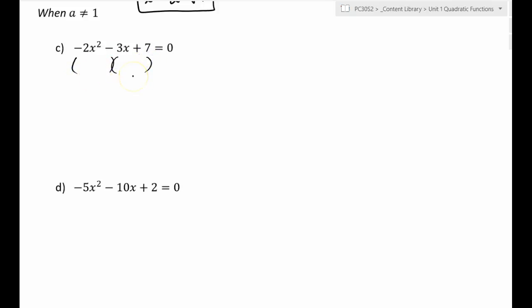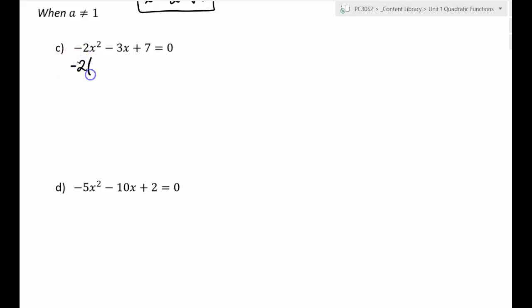So step 1, always, you can check for factors. Is there any way I can do this? So negative 2x and x and like 7 and 1 or 1 and 7. There's no way I can factor this, unfortunately, to get 3 as my middle term. So again, I'm in a situation where I need to complete my square.